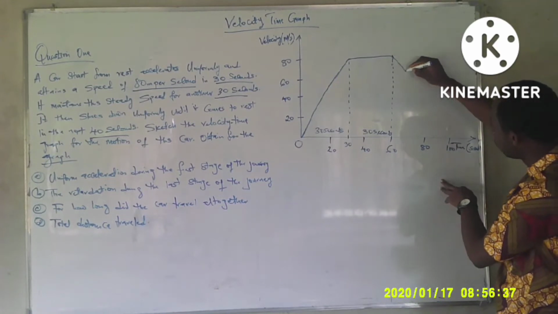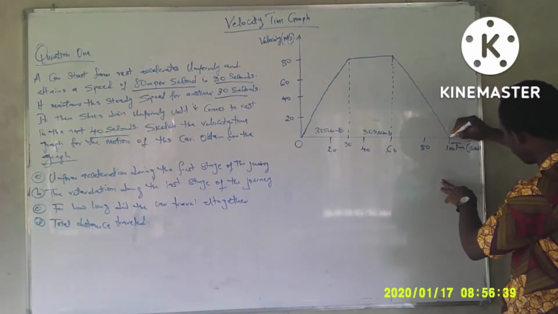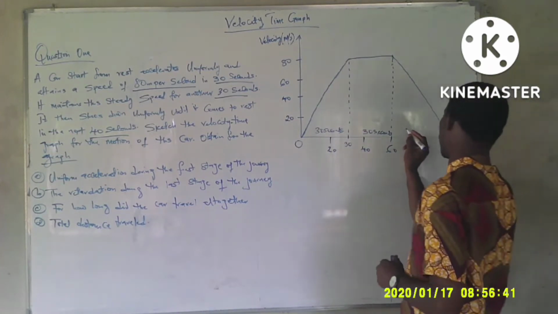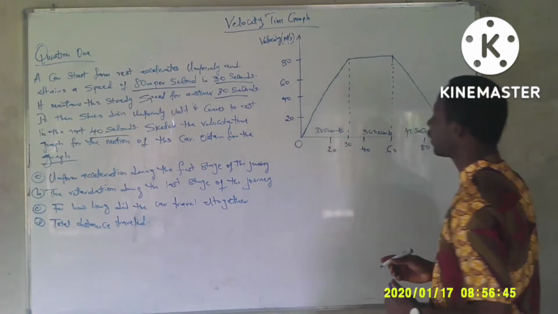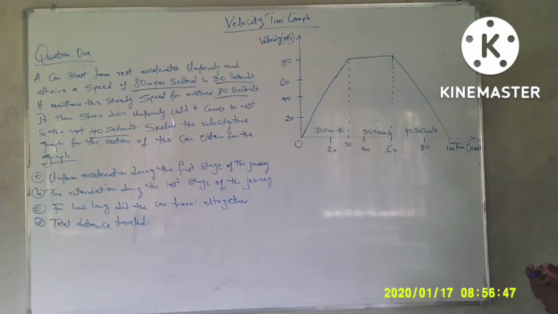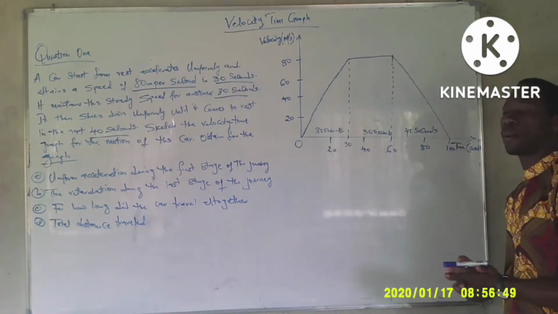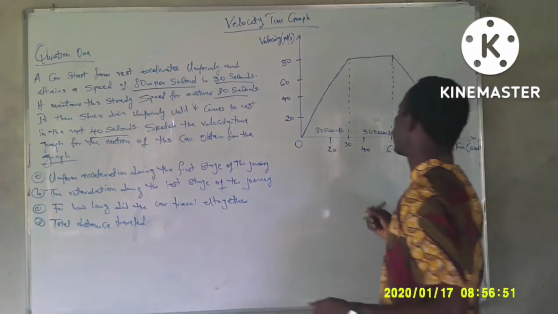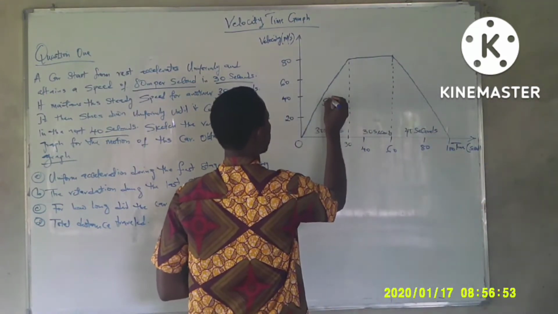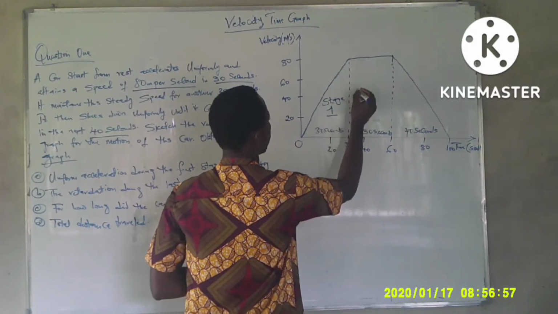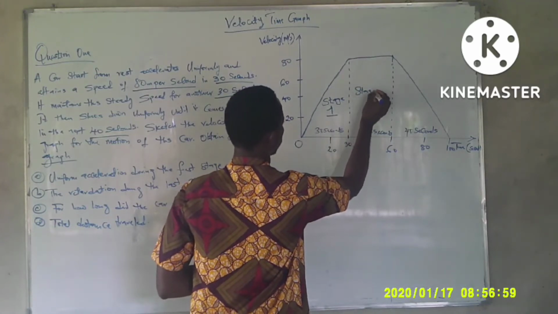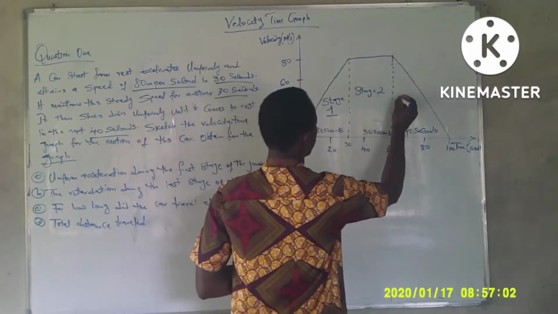So you draw the graph, it goes down to meet the 100. So this is now 40 seconds. Now, this is the graph. So let me call this stage 1, stage 2, stage 3.